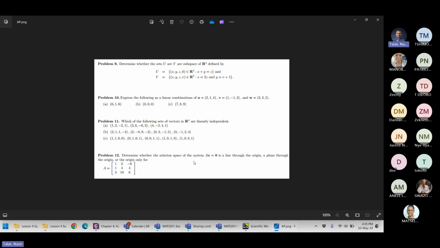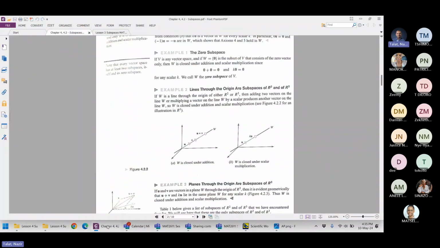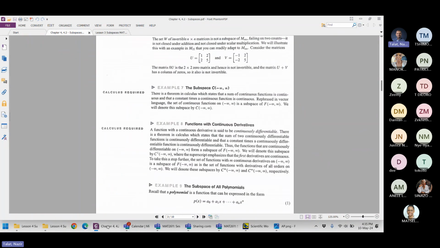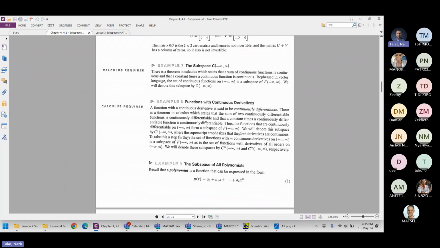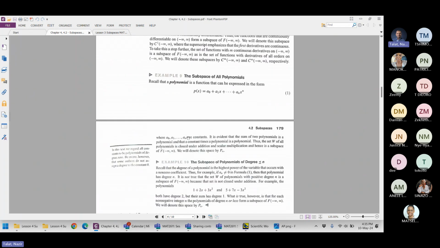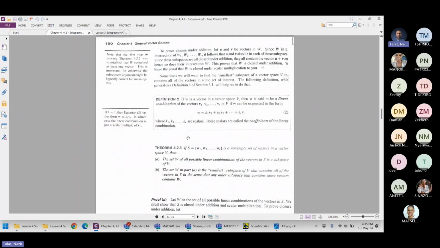On Monday, we have one class from 4 to 5, and in that class we will study linear combination, linear dependence and independence, and the problems related to that topic. So today in this session we covered this topic. Similarly, the class of all continuous functions and the space of all continuous functions are subspaces. These are some examples of that.